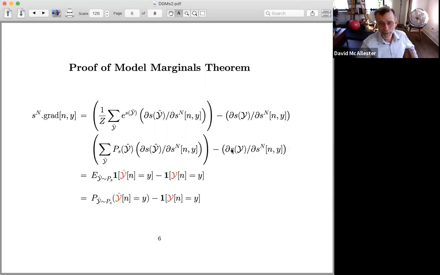A similar observation holds over here. This is 1 if y is the gold label. So what we get is an expectation, over drawing the global label from the probability distribution, of an indicator function. It's 1 if the global labeling assigns this value to the node n, and 0 otherwise. And a similar thing holds here. The expectation of an indicator function is just the probability that the indicator is true.